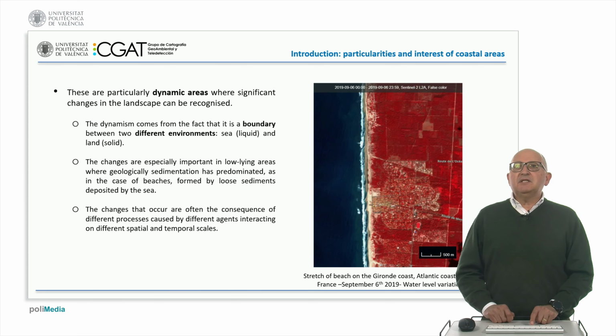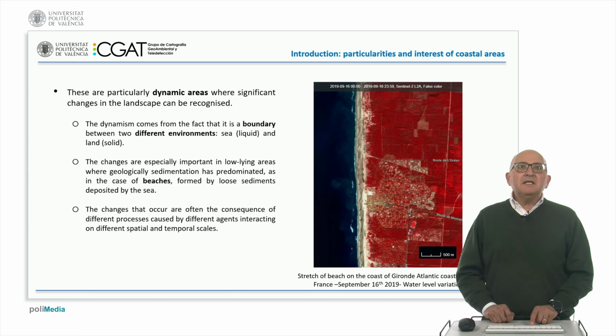One of the most important features of coastal areas is that they are extremely changeable. This is largely due to the fact that the coast is defined as the border between the land and the sea, that is, between a solid space and another liquid which, therefore, moves. By observing the multispectral image from this beach on the French Atlantic coast over several days, we will appreciate how the limit moves. So, here we see the position of the shoreline on the 6th September of 2019.